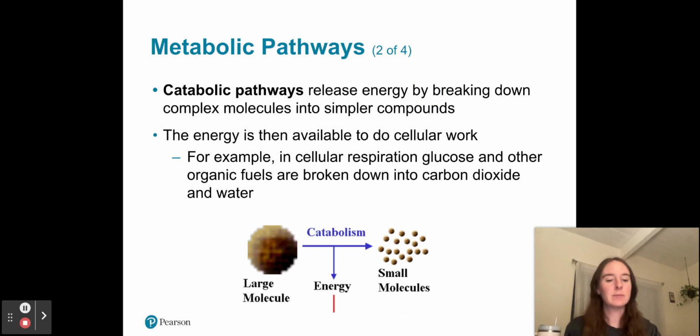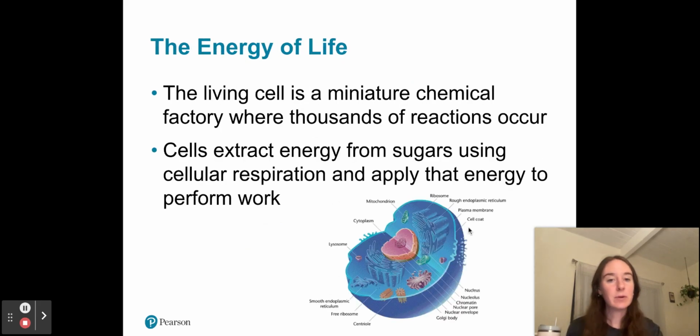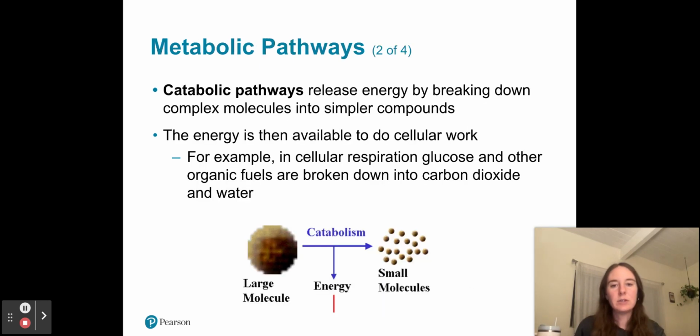So we learned about two different ways for chemical reactions to occur. This is called metabolism. Metabolism is all of the chemical reactions that happen in the entirety of your body. So two different types, just to recap. Catabolic reactions are taking a molecule and breaking it down into smaller pieces, and in the process releasing energy. So this is what happens when we eat food.